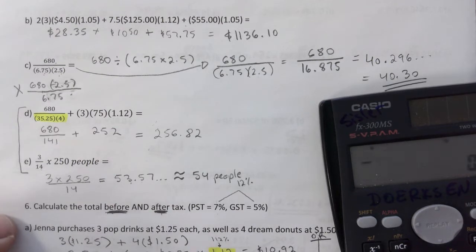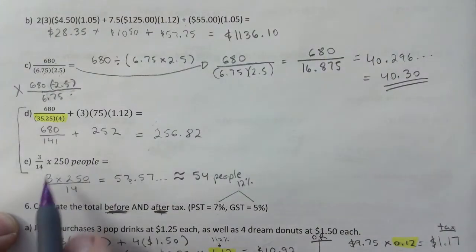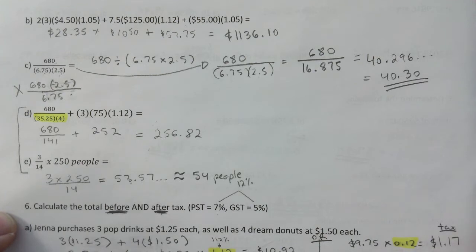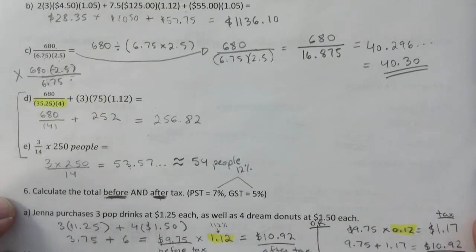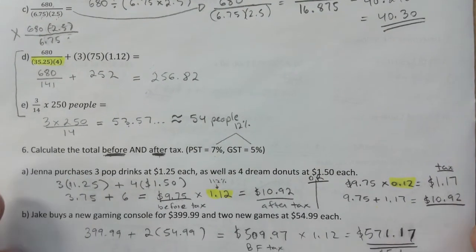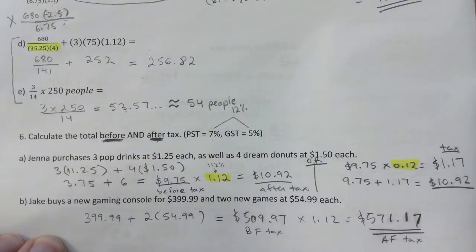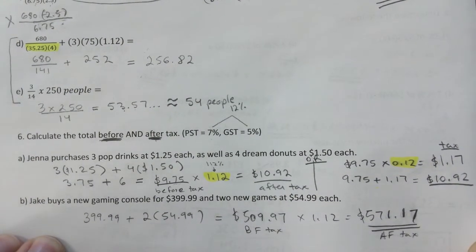So this type of calculation is going to come back when we do probability. Okay. So get that written down. We already did some of the tax questions there. Okay. And next page here.